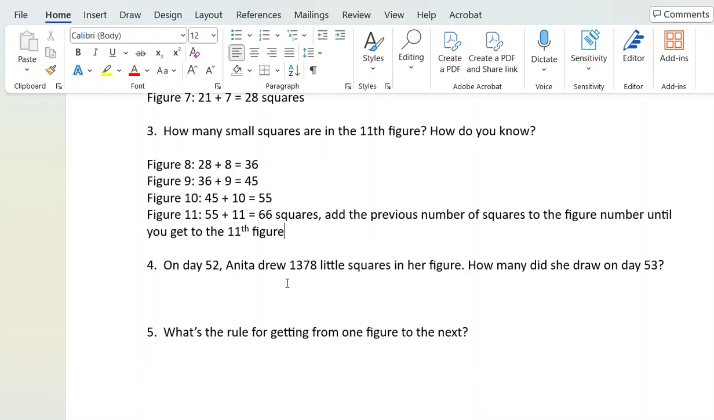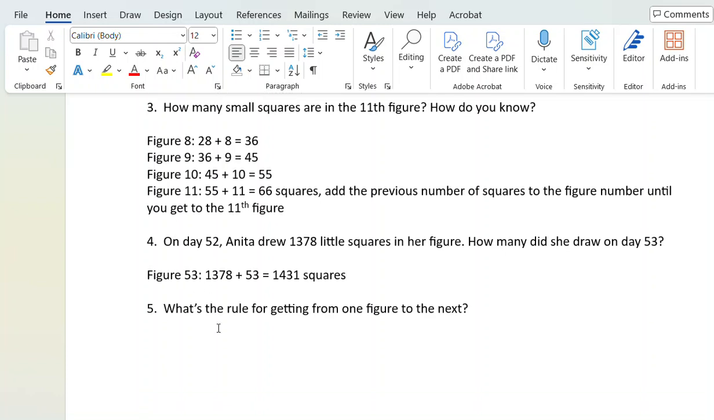On day 52, Anita drew 1,378 little squares in her figure. How many did she draw on day 53? So figure 52 was 1,378. So figure 53, I'm going to add 1,378 plus 53. So the previous number plus the current figure number gives me the total. So when I add that, I get 1,431.